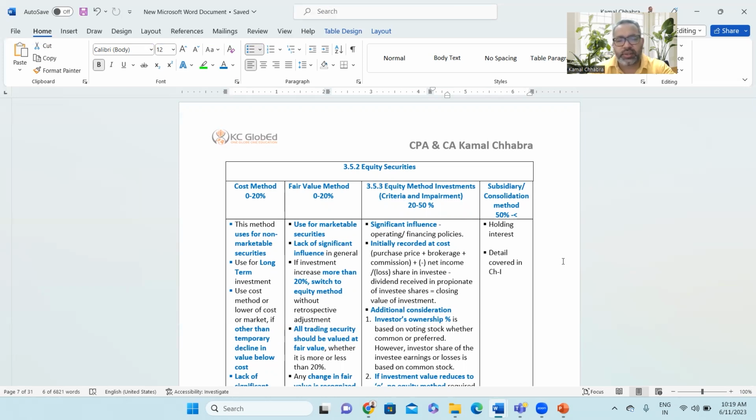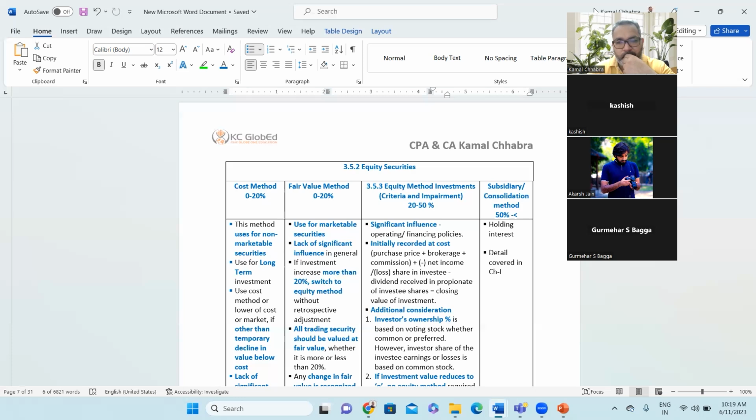These are the thumb rules, but there are certain exceptions to this general rule. We'll be discussing those one by one, but at a high level, why 0 to 20%? Any idea? Do we consider the cost method or fair value method? Sir, because with 0 to 20% it's just an investment, not that we are making any decisions of the company or participating in the business of the company. So to value the investment, it's the cost method or fair value method.